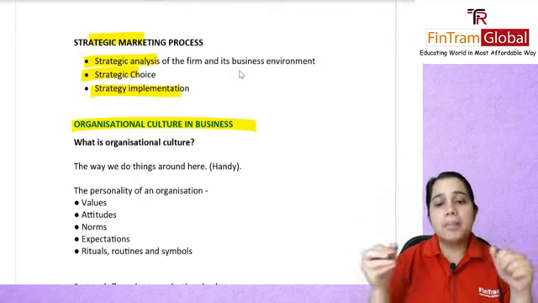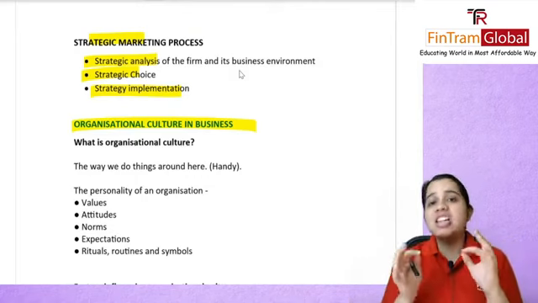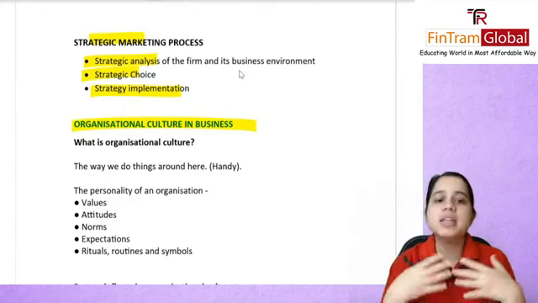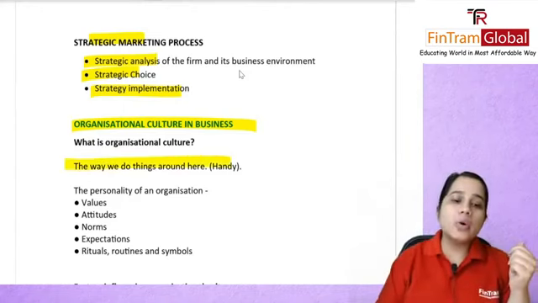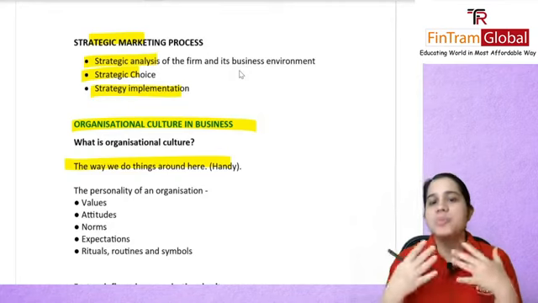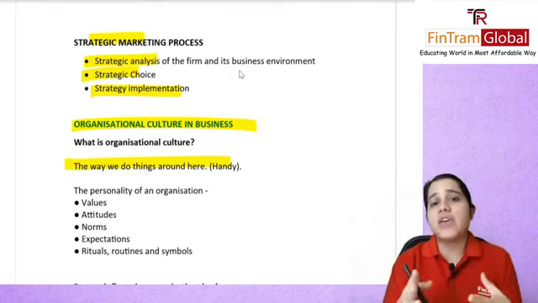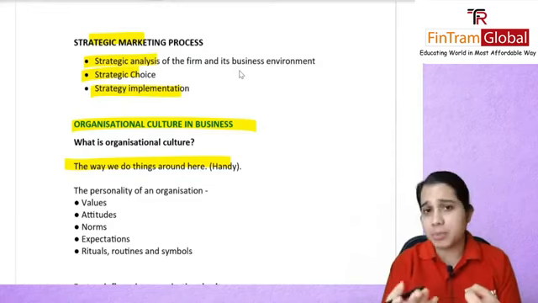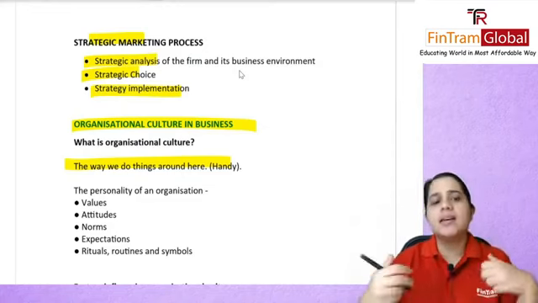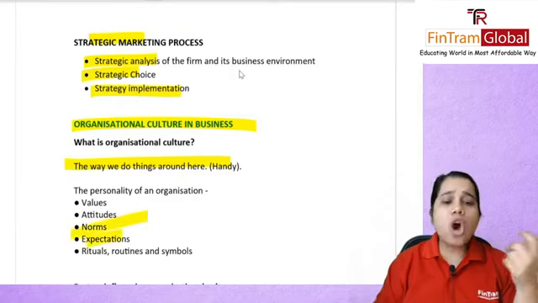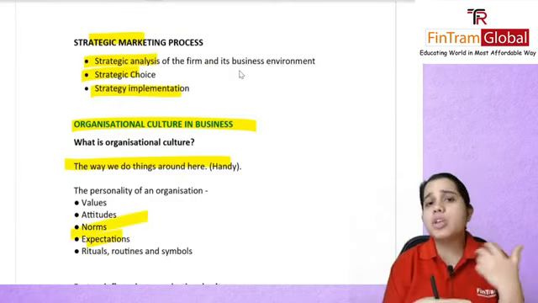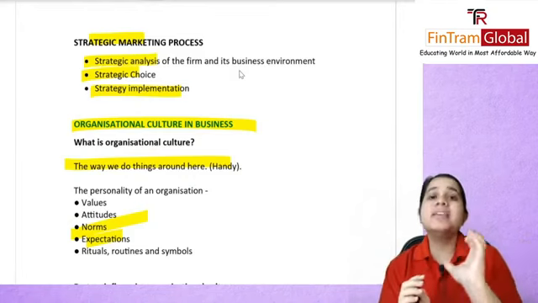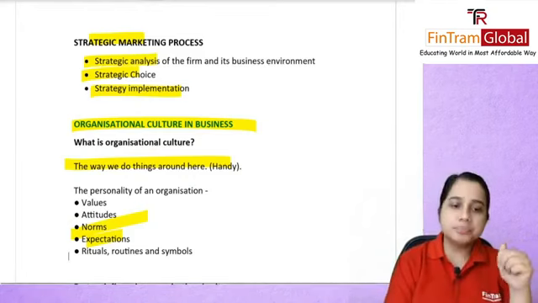Next, we'll be talking about organizational culture in business. As Handy said, organizational culture is basically the way we do things around here. Any organization's personality is going to depend on various factors. What were the factors? The values, the attitudes, the beliefs that people have, the assumptions, the expectations, the norms, the routines, the rituals, and the symbols. All of these can impact the personality of your organization.